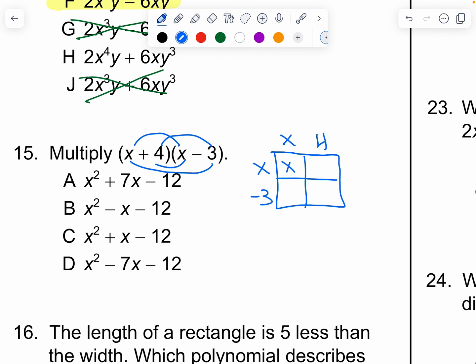So x times x is x squared, 4 times x is 4x, negative 3 times x is negative 3x, and negative 12 right there. Then we just need to combine like terms. 4 plus negative 3 is just 1x. So all together, we should get that, which is letter C.